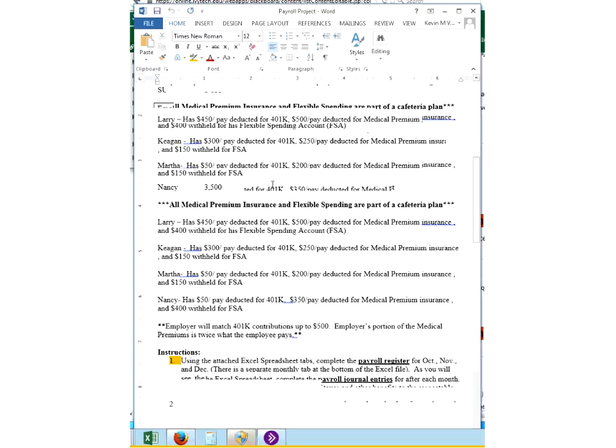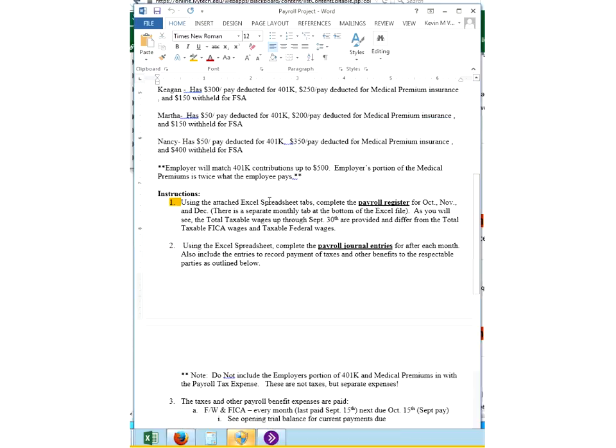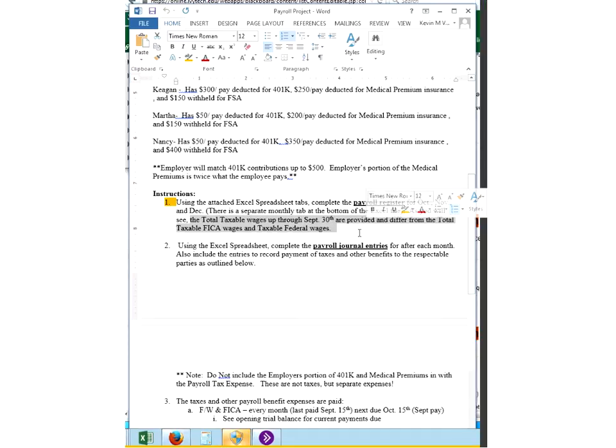So what you're going to do is do a payroll register for each month of the final quarter, which is a little different than what we've done so far in the course. So you're actually going to do one for October, November, and December, and I'll pull up the Excel sheet in just a minute, and we can look at that. What I've also given you is an updated trial balance as of September 30th.